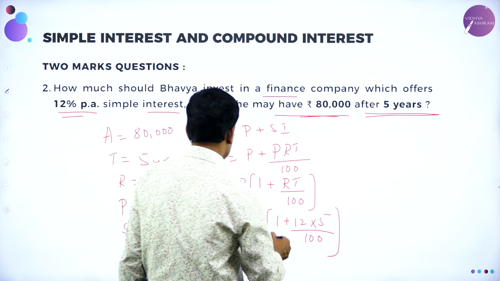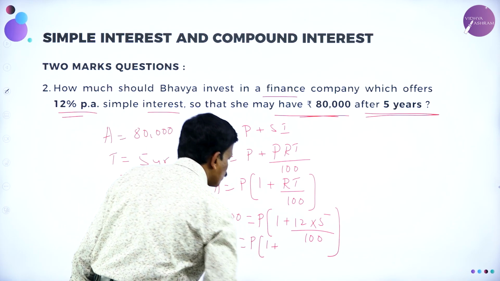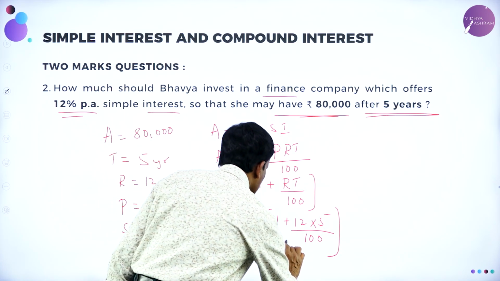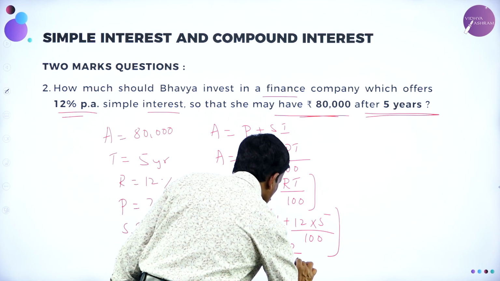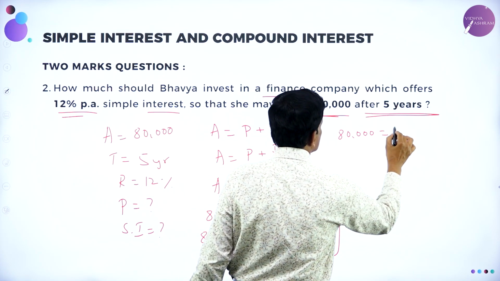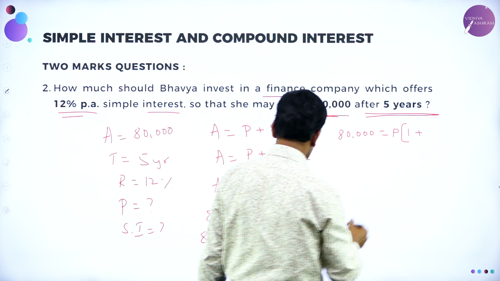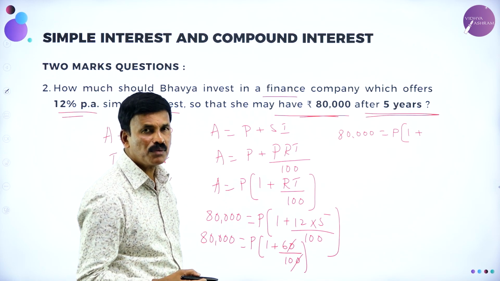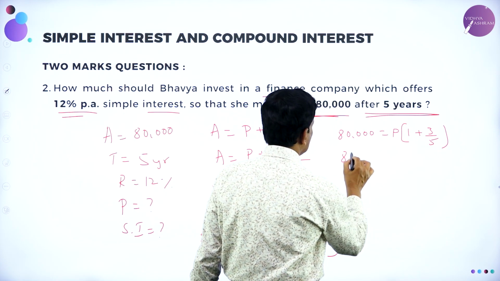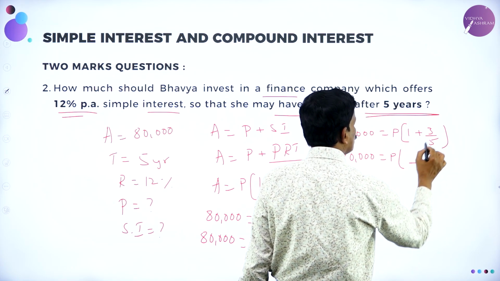That's it. So if we simplify this, 80,000 is equal to P into 1 plus, simplify this, 12 into 5, 60 divided by 100. So this is equal to 6 by 10. 80,000 is equal to P into 1 plus 6 by 10. This can also be written as, divide by 2, 3 by 5. Simplify. 80,000 is equal to P into, take LCM. 5 is LCM. 5 ones are 5 plus 3 is 8.